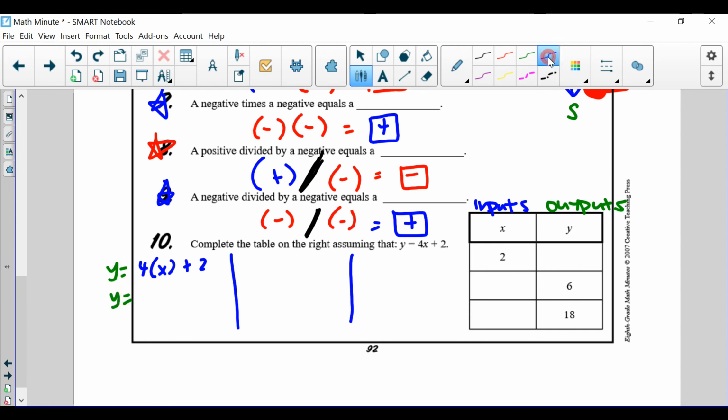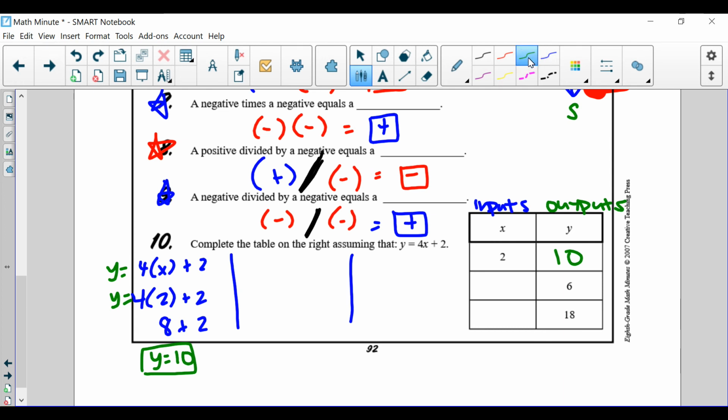So we go 4 times 2 is our input, plus another 2. We've got 4 times 2, which is 8, and 8 plus 2 is going to be equal to 10. So we've got y is equal to 10 in this first case. When we have the input of 2, we have an output of 10. Now let's go to the next one. What if we have an output of 6? How do we figure out the input?